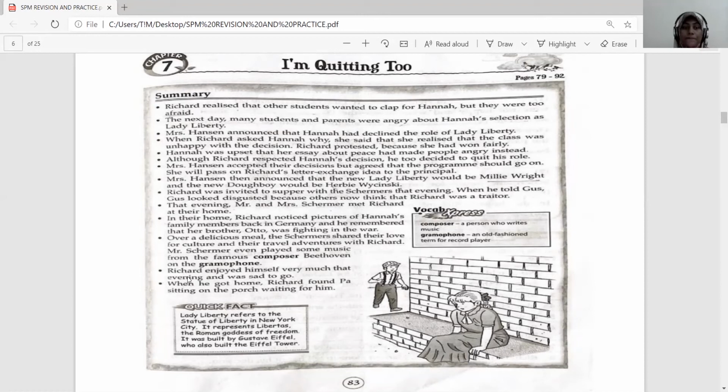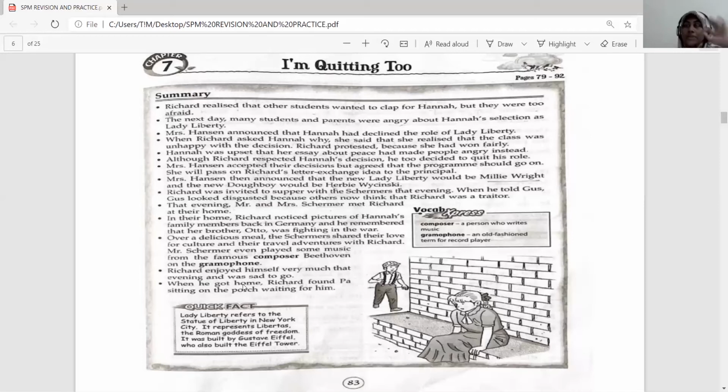All right. And then Mr. Shermer even plays some music from the famous composer. Those days, it's quite famous, Beethoven, using a gramophone. It's an old-fashioned record player. Tahu tak yang piring warna hitam, the black color thing that they use. So they were using that before the radio and all that. Richard enjoyed himself very much, and he was sad to go.